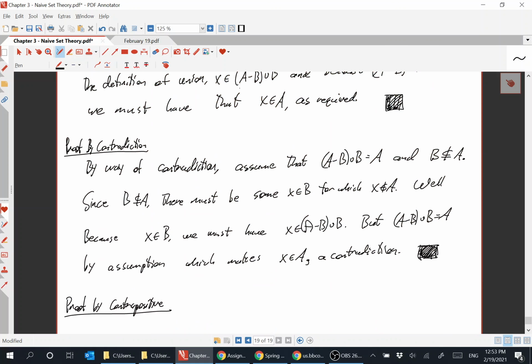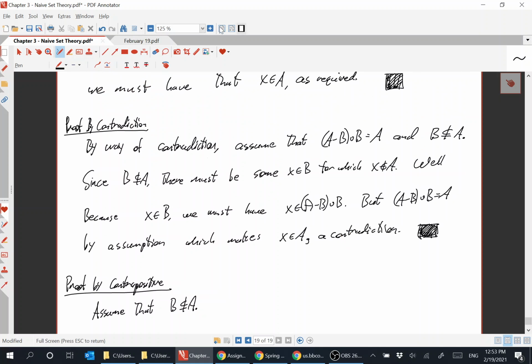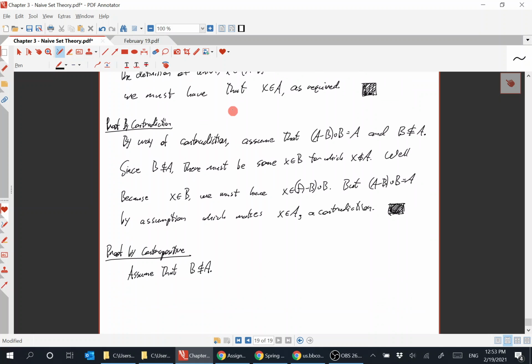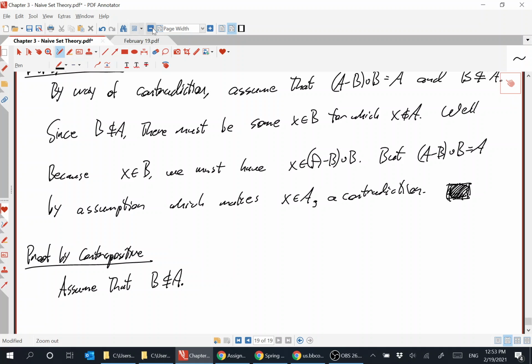So let's do that. You could say via contrapositive, but you just assume that your conclusion is false. Assume that B is not a subset of A. For a direct proof, you just write, assume your hypothesis is true. Here you just write, assume the conclusion is false. By way of contradiction, you should say so. Some people say via contrapositive or by way of contrapositive. That's really not necessary. So just assume that B is not a subset of A.